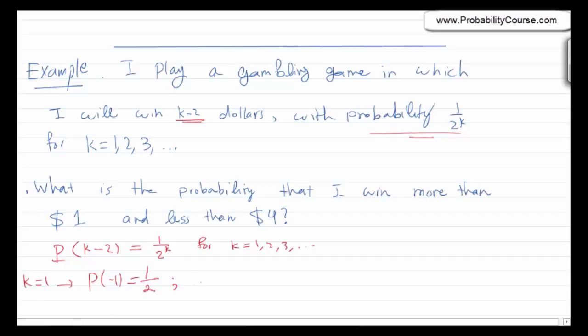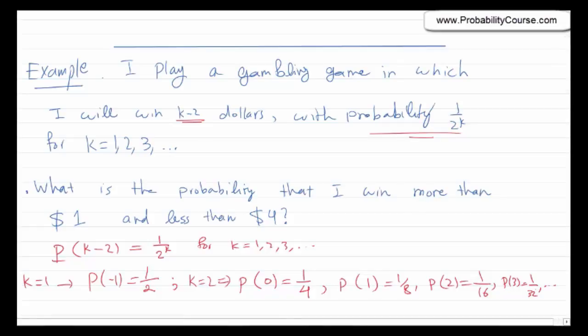If I put k equals 2, I obtain probability 2 minus 2, 0, equals 1 over 4 to the 2, and so on. Probability of 1 becomes 1 over 8. Probability of 2 becomes 1 over 16, and so on. Probability of 3 becomes 1 over 32, and so on. Now, the question is, what is the probability that I win more than $1 and less than $4? So, I suggest that you solve this problem before watching the rest of the video.